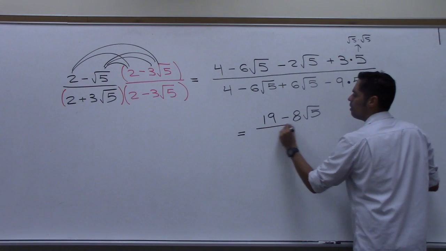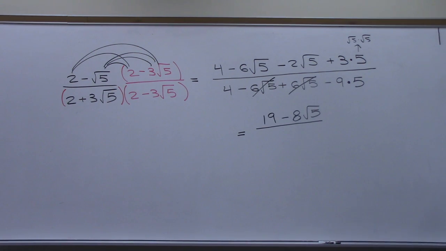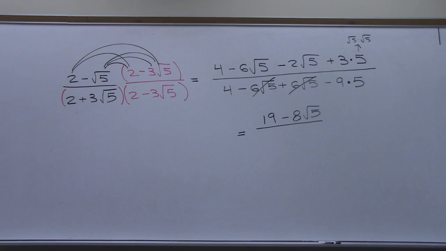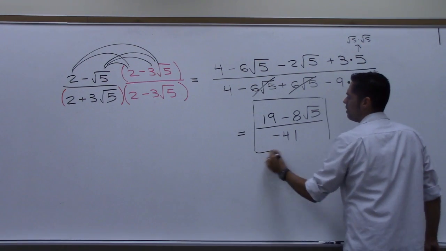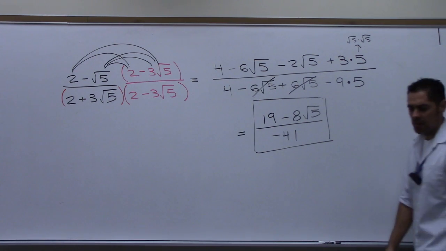And then over, these middle ones are gone, aren't they? Which is why we did it, right? It's going to guarantee not have roots in the bottom. 4 in the front, take away 45 in the back. Negative 41. It's rationalized. You have no root left in the denominator.